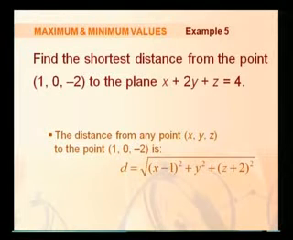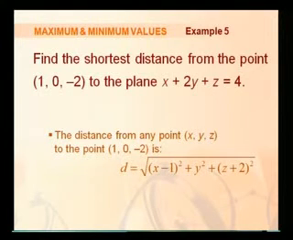If we look at an application of this kind of example, that is to find the shortest distance from the point (1, 0, -2) to the plane x plus 2y plus z is equal to 4. So we need to find the shortest distance. First we need to find our function f, which is the distance between the point and the plane. So distance is equal to (x minus 1) whole square plus (y minus 0), that means y square, plus (z plus 2) whole square. This is the distance.